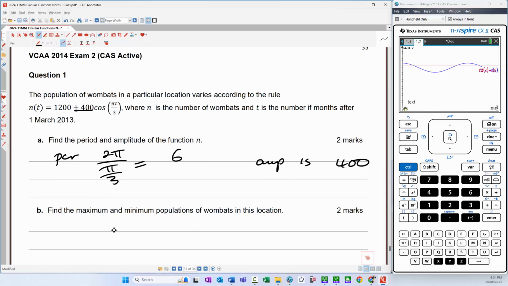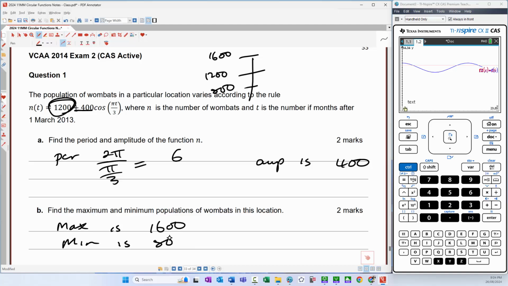Find the maximum and minimum populations of wombats in this location. All right, so what's going to happen is the maximum is going to be, this is the vertical translation, so that's going to send it up to 1,200, and then it's going to be plus or minus the amplitude, so 1,600 and 800. So max is 1600, min is 800.